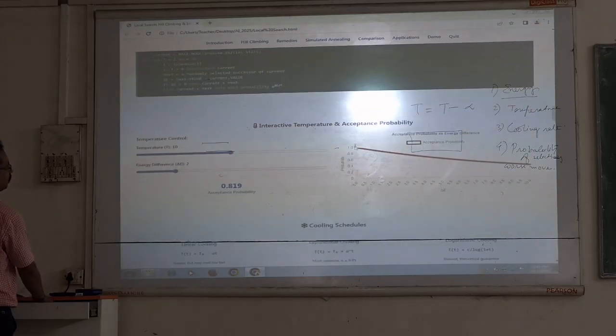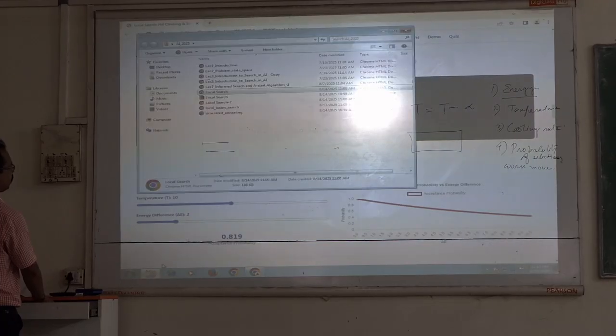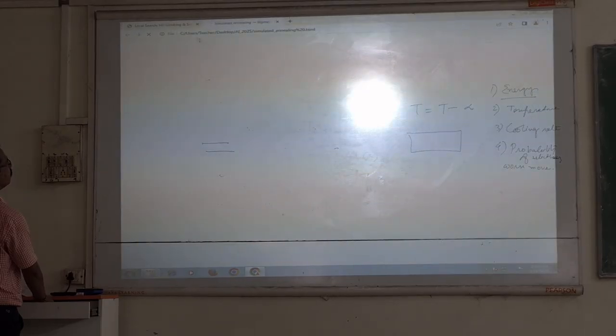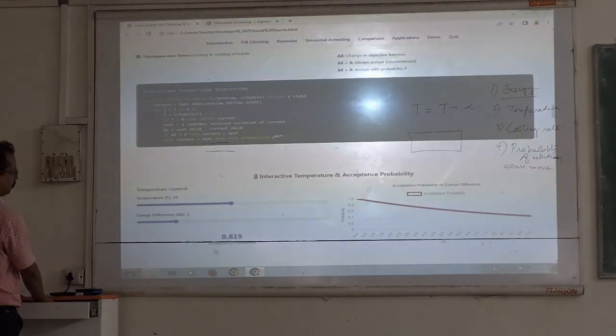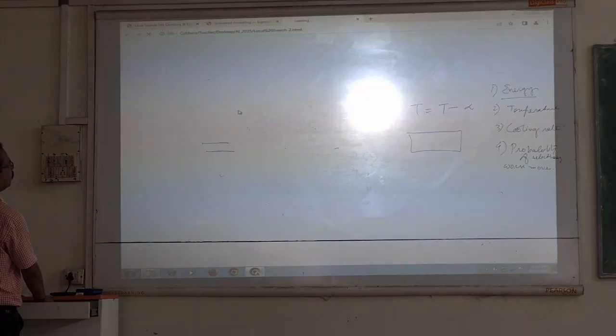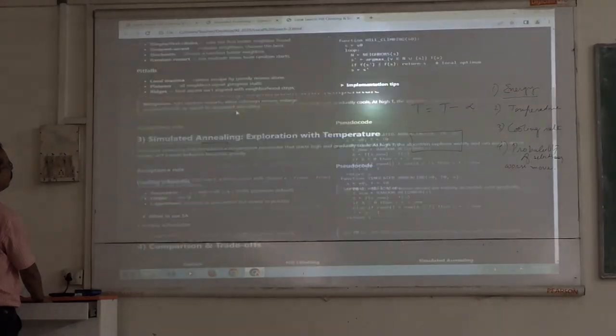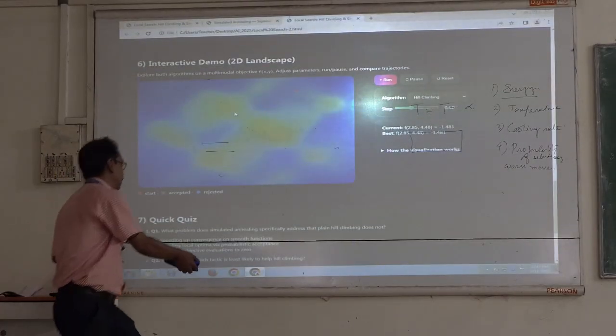So here I will show you this graph later after some time, but before that, local search. No, not one. This one. Okay. See, this is a very interesting example.